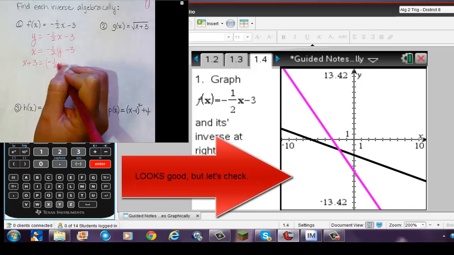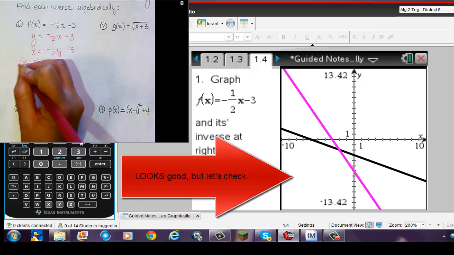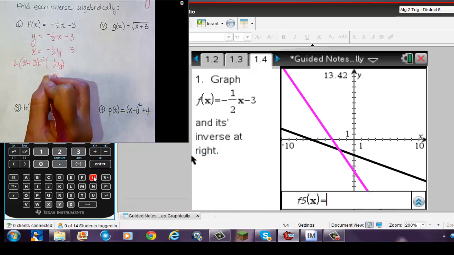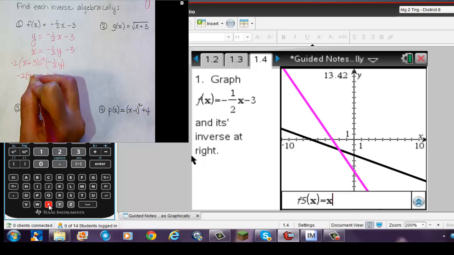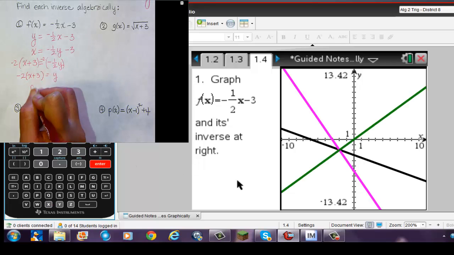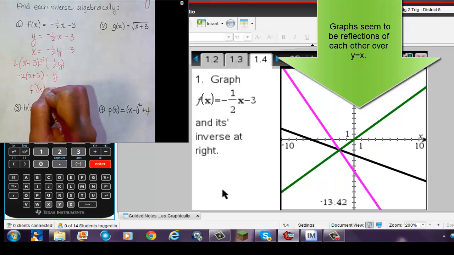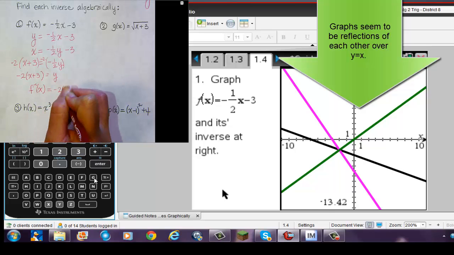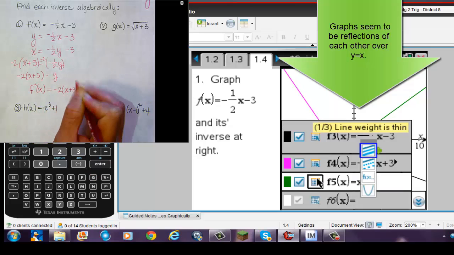So there it is. It looks good. It looks like the new line, the purplish pink line, could be the reflection of the original over y equals x. But let's graph y equals x. And again, that seems nice. So at this point I would be satisfied, probably.